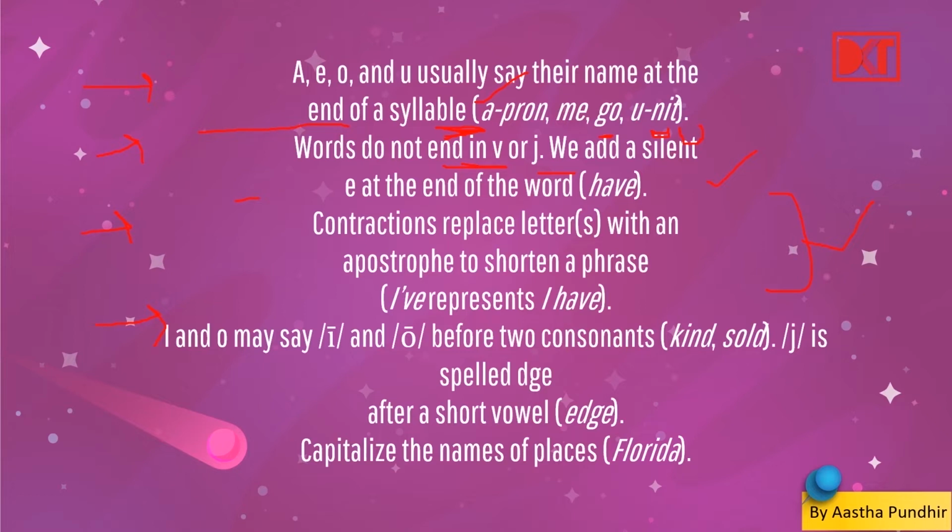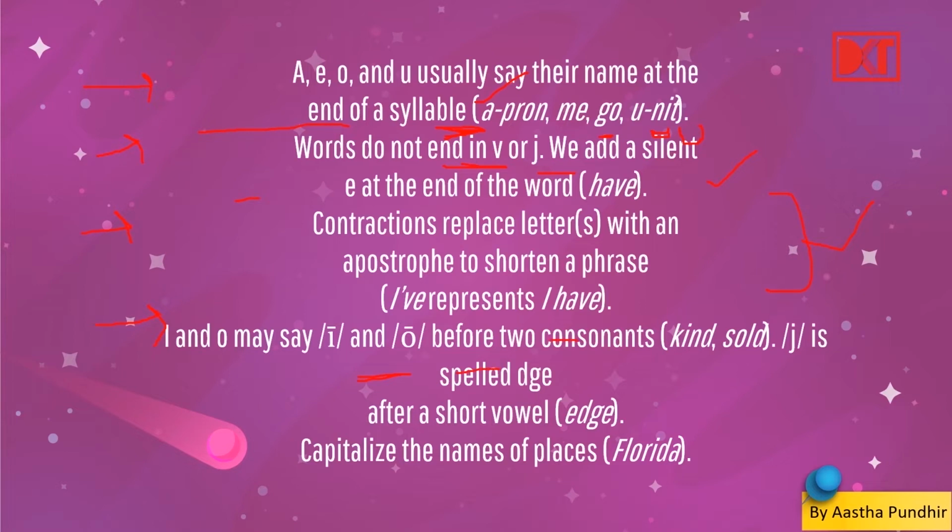Then I and O may be long sounds before two consonants, like the I sound in kind, like I, okay, and like in sold it's the complete O, sold.